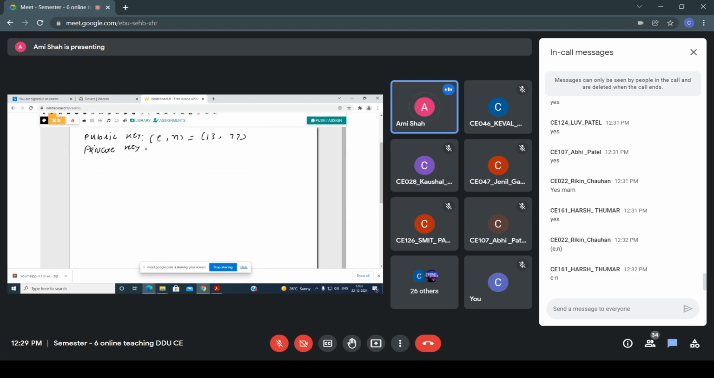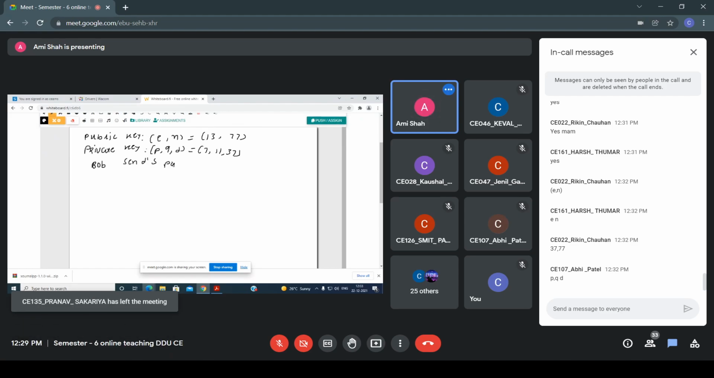So the private key is (p, q, d), right? Here p is 7, q is 11, and the value of d that you are getting is 37. So right now, what will Bob do? Bob sends the public key to Alice.